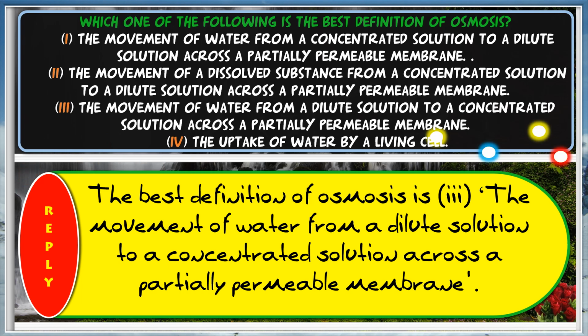The best definition of osmosis is part 3. The movement of water from a dilute solution to a concentrated solution across a partially permeable membrane.